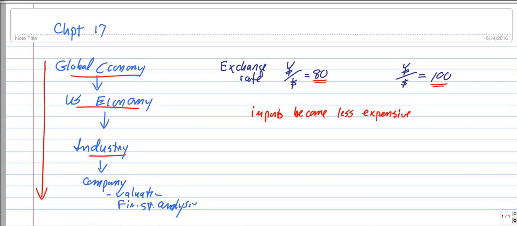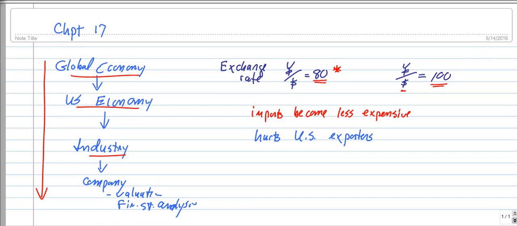Okay? But it's not good for everyone. This actually hurts U.S. exporters, because it has made U.S. goods more expensive abroad. It used to take 80 Japanese yen to purchase a dollar. So something that cost $1 in the United States was going to cost 80 Japanese yen. Now that same item that costs $1 costs 100 Japanese yen.